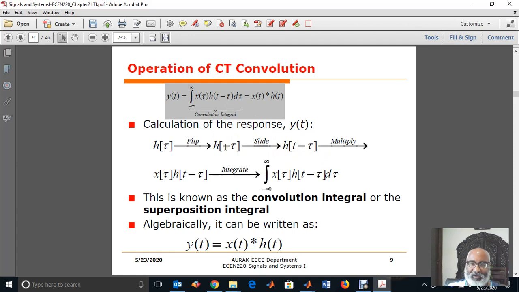In chapter 1, if you remember, when beta is negative, shift right, and when beta is positive, shift left, because there is no flip there. Here we did the flip first, so when t is positive, shift right, and when t is negative, shift left. Then we multiply x tau times h of t minus tau. Then we integrate. The final step is integration. So this is the convolution integral, or superposition integral as we also call it.